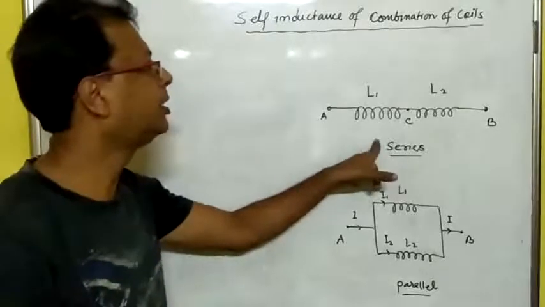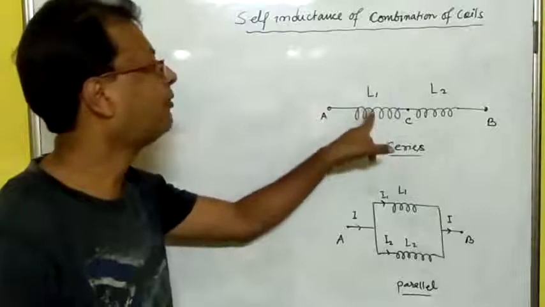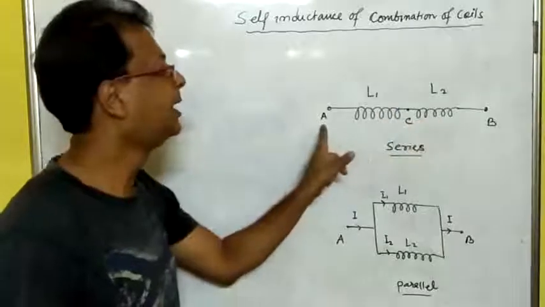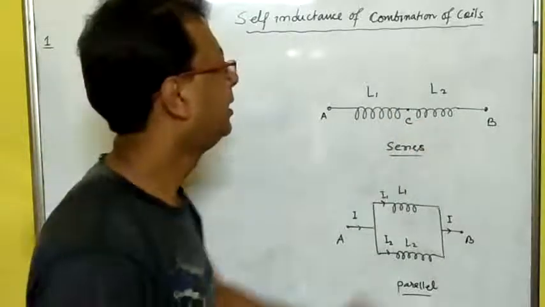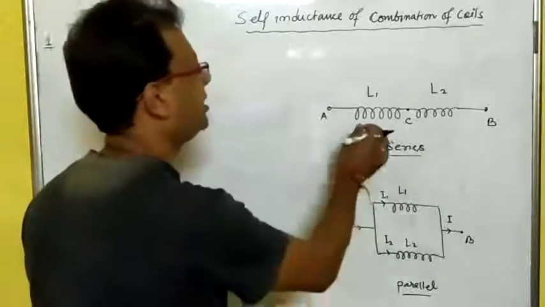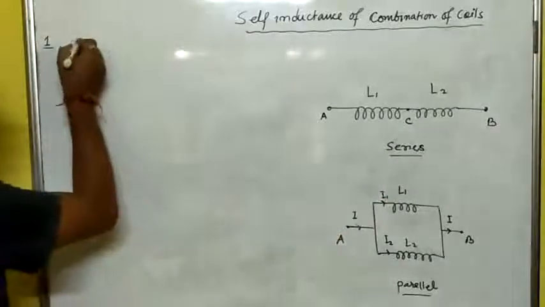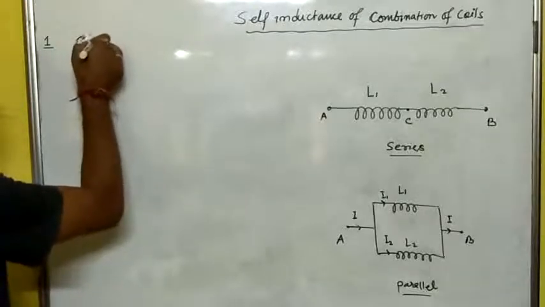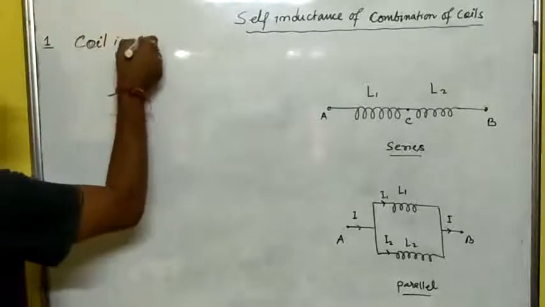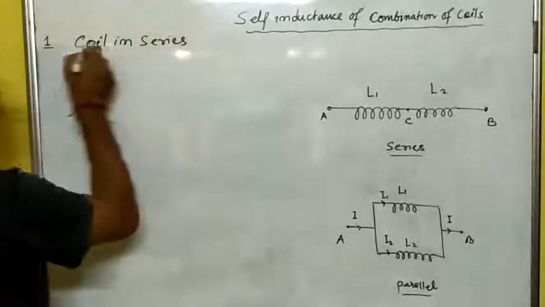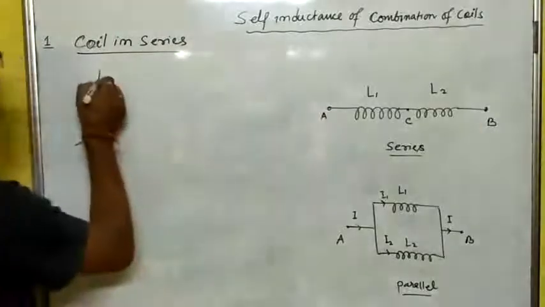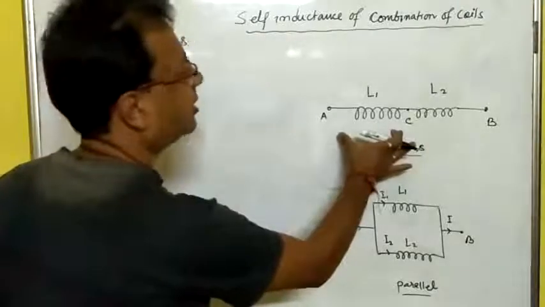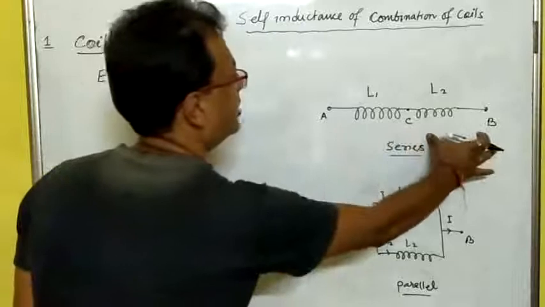Now in a series combination, there are two inductors of inductance L1 and L2. These two inductors or coils are connected between two points A and B. First we are doing coils in series. Now let E1 and E2 be the potential difference across these two coils, across L1 and across L2.